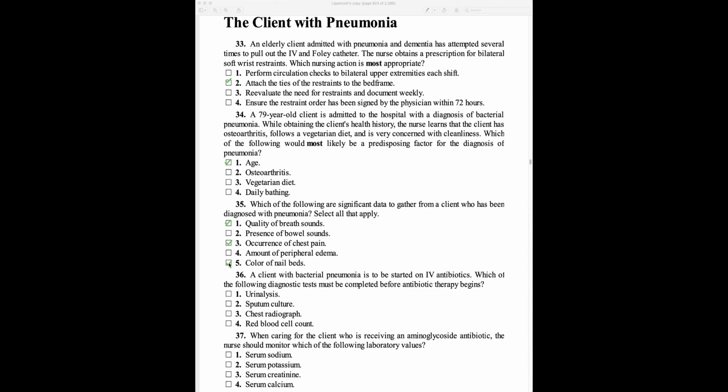Number 36. A client with bacterial pneumonia is started on IV antibiotics. Which of the following diagnostic tests must be completed before antibiotic therapy begins? What is the correct answer for 36?